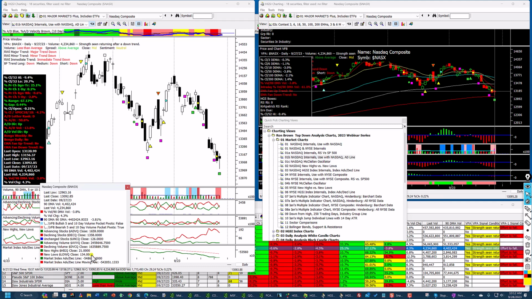New lows compared to new highs. I look at that. I look at the direction of the AD line, and then I look at this information over here. I can see that the long-term trend is down, medium is down, short is down, and I can see that there's a VPA flag from yesterday, which shows that strength was coming in. And you can see that right here.